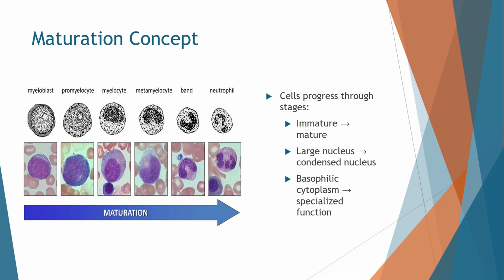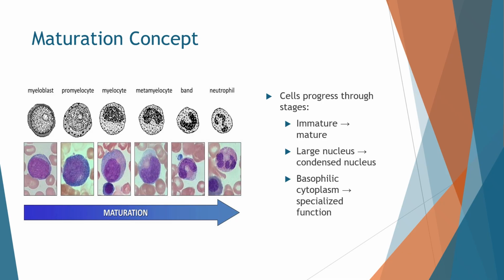We'd see large nucleus that goes to condensed nucleus. Immature cells have large nuclei because they are transcriptionally active. Lots of DNA activity, lots of protein production. As maturation progresses, chromatin condenses, the nuclear size decreases, and eventually, in erythrocytes, the nucleus disappears entirely. Yes, red cells commit the ultimate career move. They fire their nucleus. And the third is basophilic cytoplasm into functional specialization.